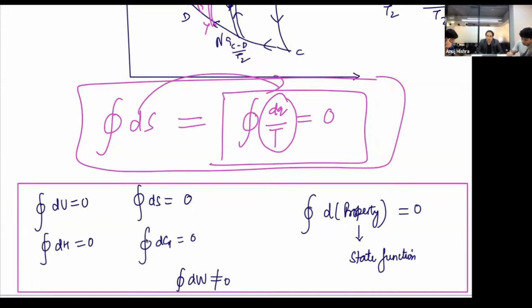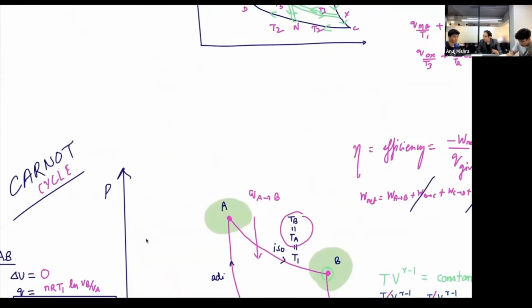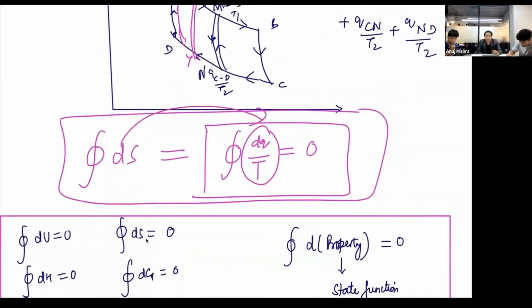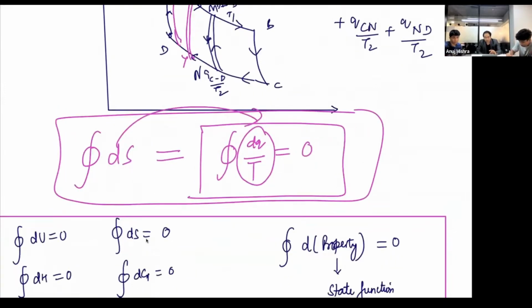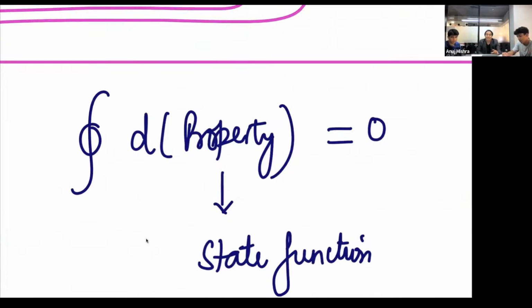So basically this dq upon t, which is coming as ds, is the output of this Carnot cycle, which you have understood once you do that. Now, when you say this dq upon t is 0, what is the meaning of it? Any property for whose value the cyclic integral is 0, that is a state function. Any property for which we can write cyclic integral d property is 0, that is a state function.